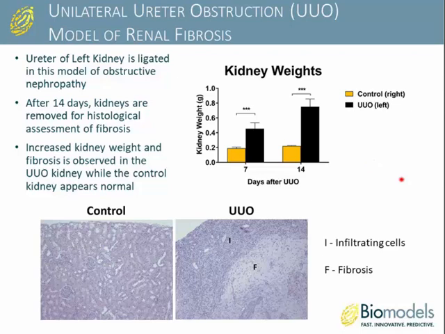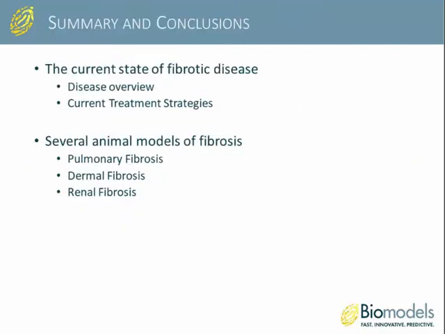And then our primary endpoint, looking here at histopathology, we see in the control kidney normal cellular architecture. But in the UUO model, we see large infiltrates of inflammatory cells as well as large patches of fibrosis. And so that pretty much wraps up the models that we're currently running in fibrosis. Today we spoke about the current state of fibrotic disease with an overview and current treatment strategies. And then I went over a number of the animal models of fibrosis that are currently offered, including pulmonary fibrosis, dermal fibrosis, as well as renal fibrosis.